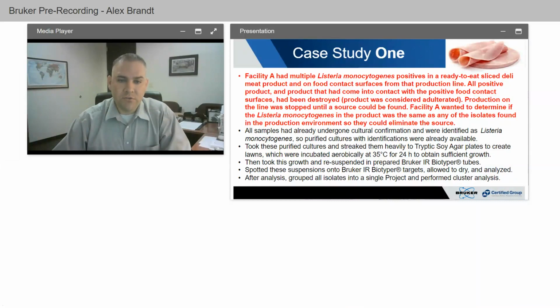So we took these purified cultures and then streaked them heavily onto tryptic soy agar plates to create lawns, incubated those aerobically at 35 Celsius for 24 hours and obtained sufficient growth, and then went through the normal Bruker IR Biotyper protocol, where we took this growth and resuspended it in the IR Biotyper tubes, and then spotted those suspensions onto the IR Biotyper targets, allowed those to dry and analyzed them. After analysis, we grouped all the isolates together into a single project and performed cluster analysis.